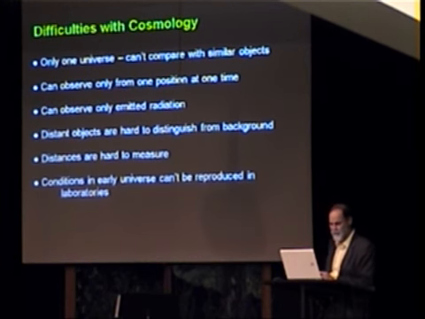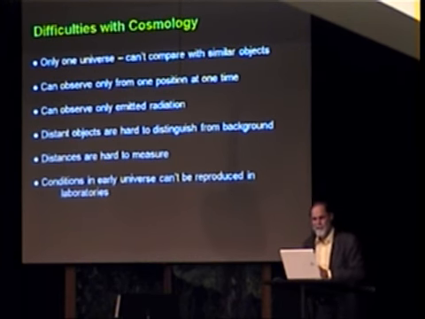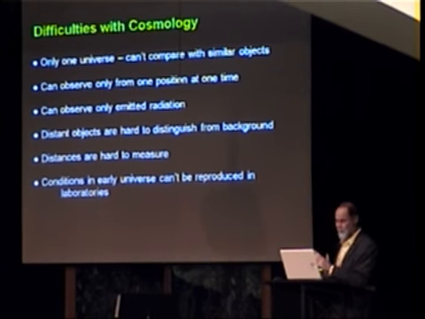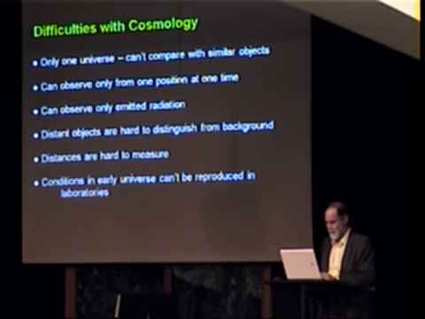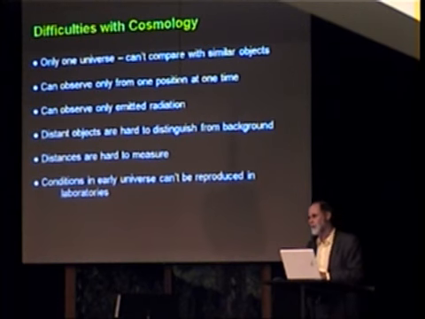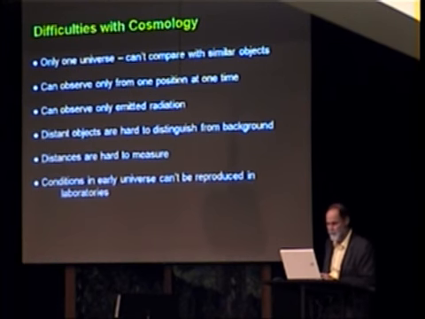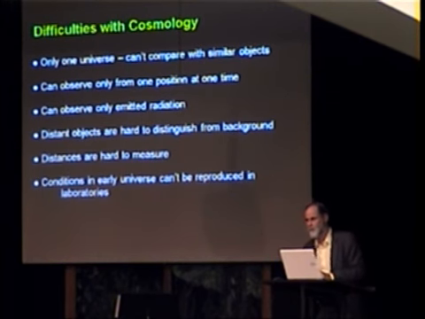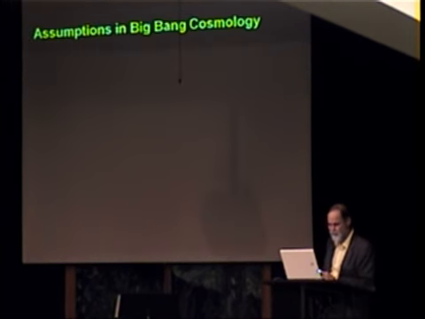Distances are hard to measure. And the conditions in the early universe, okay, so the first part of the diagram is very hot then, very dense, and we have conditions here that we can't reproduce in the lab. So that means that we're dealing with parts of physics that we can't really test directly.